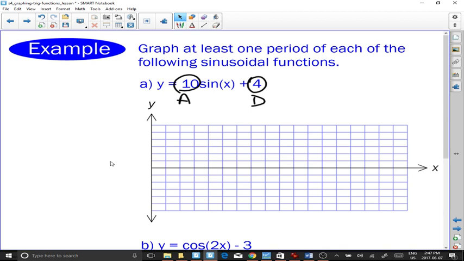What we'll do is look at D first. D is the median line or the midline, and it's at 4. It's also given that the amplitude is 10. So that means the graph is going to go 10 units up and 10 units down from 4. In other words, the maximum will be at 14 and the minimum will be at -6. So our graph must accommodate those y values.